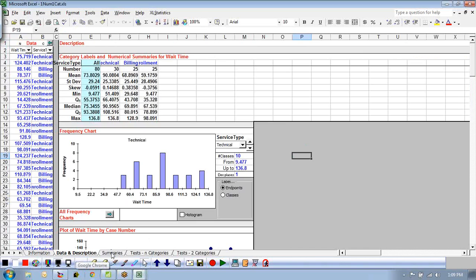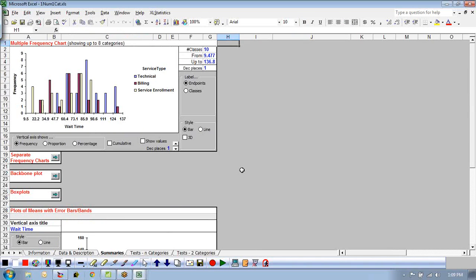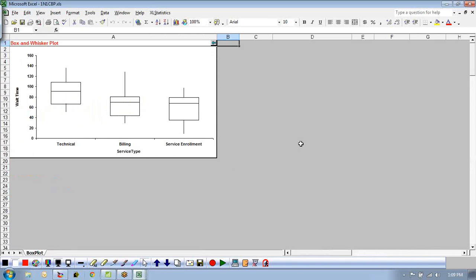Let's go to the Summaries tab. Just a quick glance at this. It certainly does look like the means are different. I just looked at the numbers here. I know that's a no-no. We should be looking at plots first. But okay, let's come over and take a look at the box plots. And there we have it. It certainly does look to me.